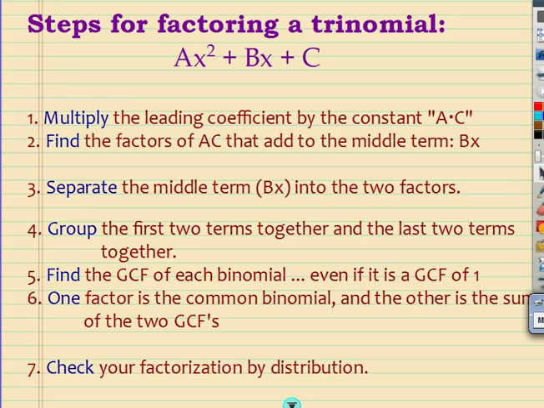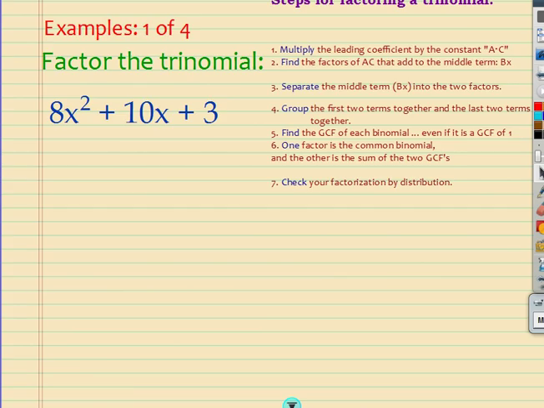Here are our steps. This is a multi-step process, and go ahead and write your steps for each number, and then we're going to go through these steps with our first example. We're going to follow these steps one at a time and solve our quadratic trinomials when the leading coefficient is not equal to 1.